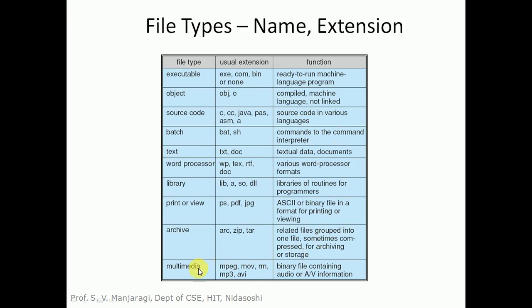The next category is multimedia. This contains audio and video information. So we have different extensions like MPEG, MOV, RM, MP3, AVI, MP4. So these are the formats used for multimedia contents.